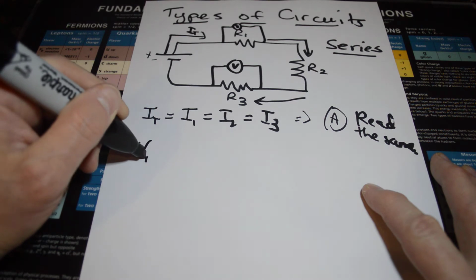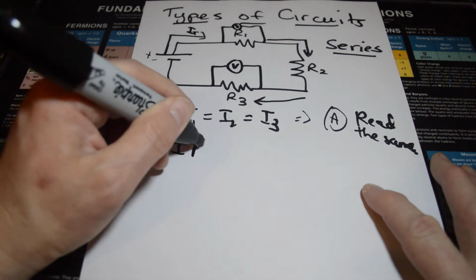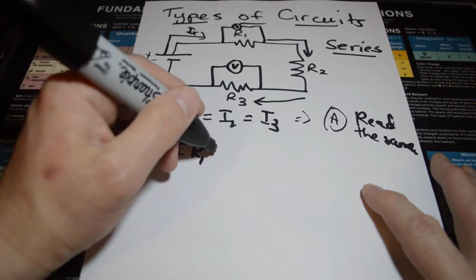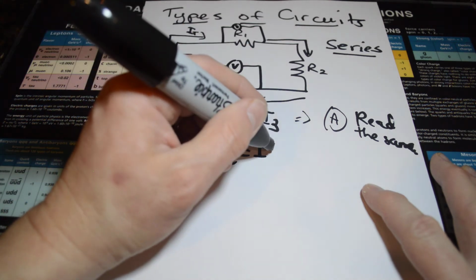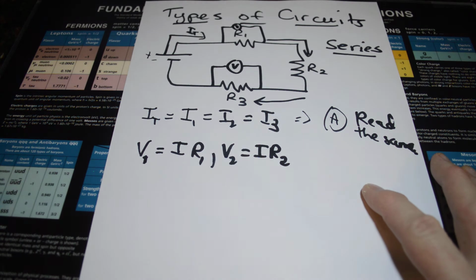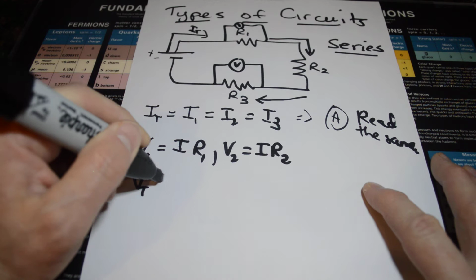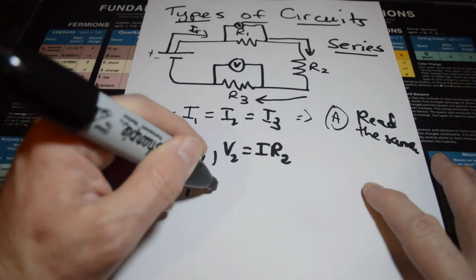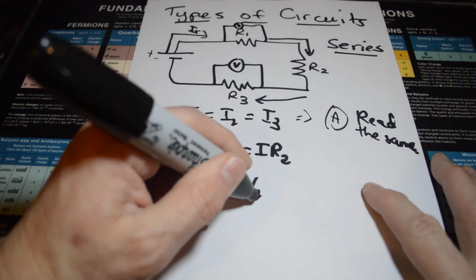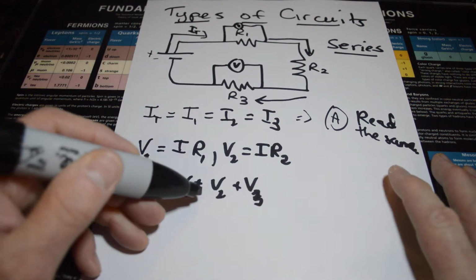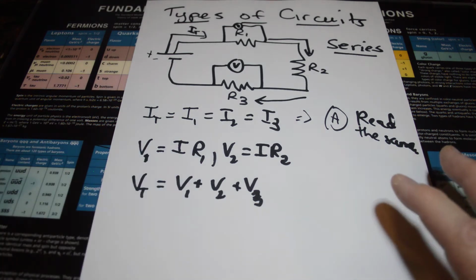The voltage at the first resistor would be that current times the resistance. The voltage in the second resistor would be that total current times the second resistance, and so on and so forth. What you find is each one of the resistors is going to use up some of the energy. So the total energy used up is additive. So it would be like voltage 1 plus voltage 2 plus voltage 3 gives you the total voltage.